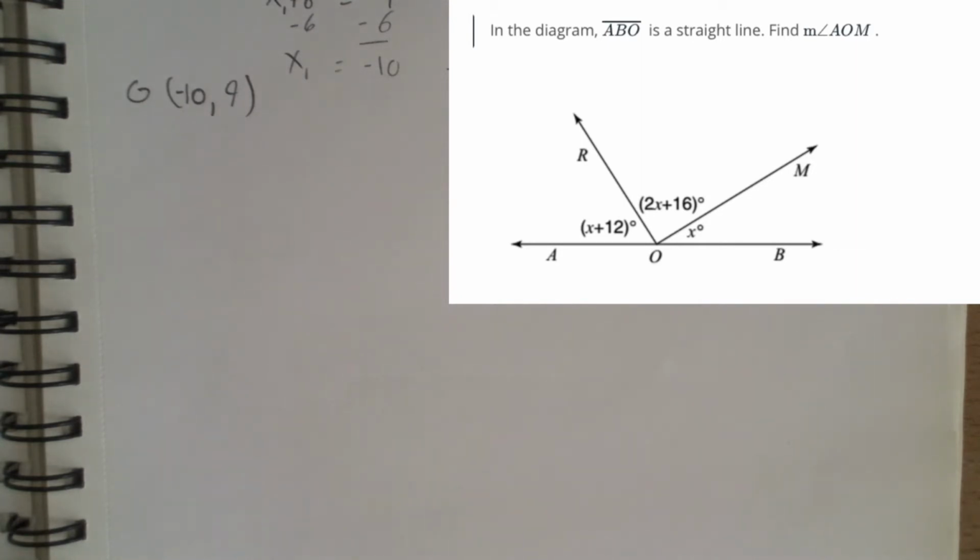So when we're going through this particular one, we're going to have to take into consideration what words may or may not be here. We have essentially a linear pair, being angles AOR, ROM, and MOB. They all equal 180. So if we're being tasked with finding AOM, what we're going to do is find the value of x first and then insert it into our angle AOM and generate our answer.